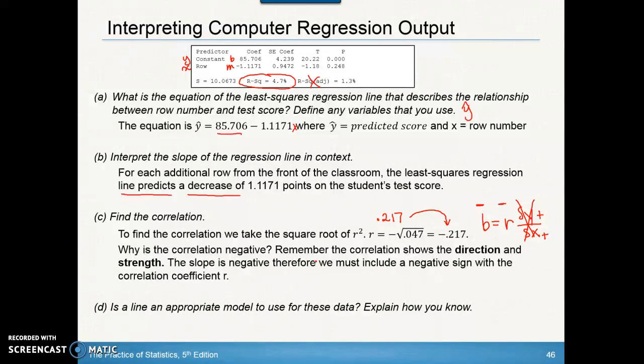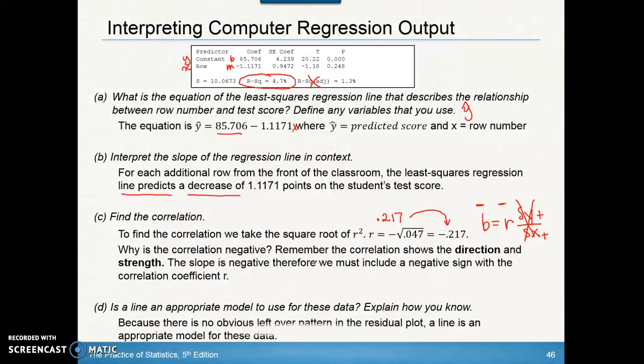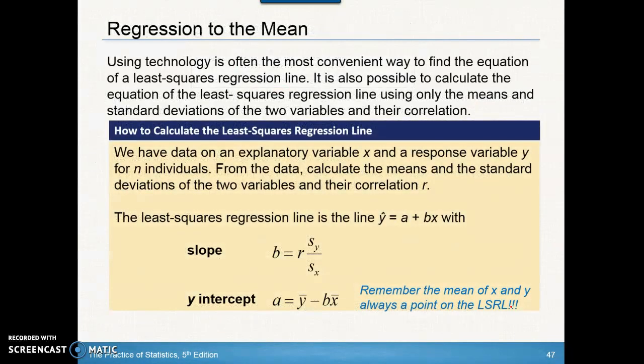Is the line an appropriate model to use for this data, and explain how you know. So this is where you're going to want to talk about your residual plot. Remember from our previous page when we looked at the residual plot, there was no obvious leftover pattern in the residual plot, so they were randomly scattered about the line y equals 0. Therefore, it's a good model for the data.